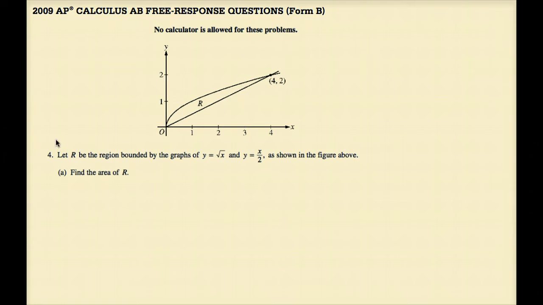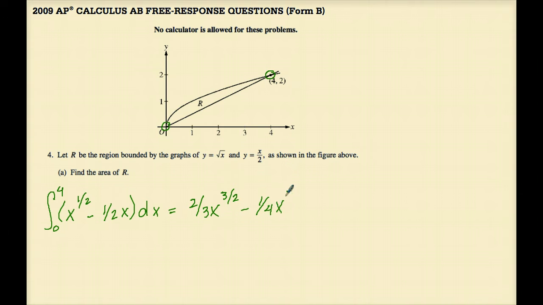In this problem, we're given the points of intersection between the two curves, so we know what the endpoints of integration are. The integral will be from 0 to 4 of the square root of x, which I'll write as x to the 1/2, minus x over 2, which I'll write as 1/2 x, and of course we're integrating with respect to x. This will be 2/3 x to the 3/2 minus 1/4 x squared, evaluated from 0 to 4.